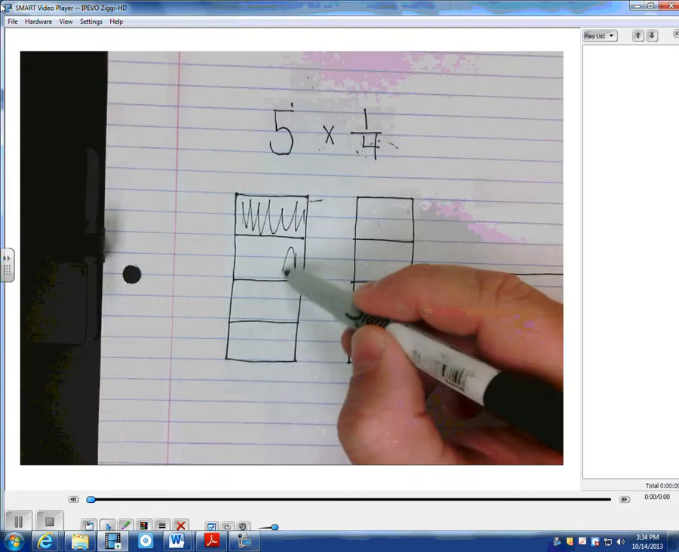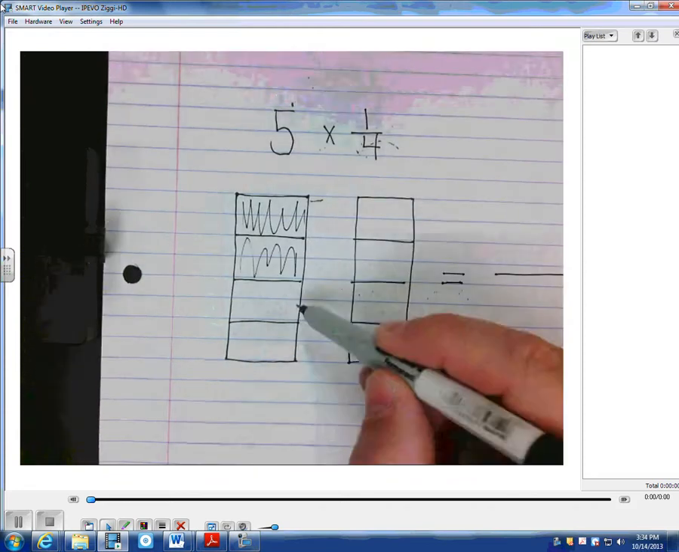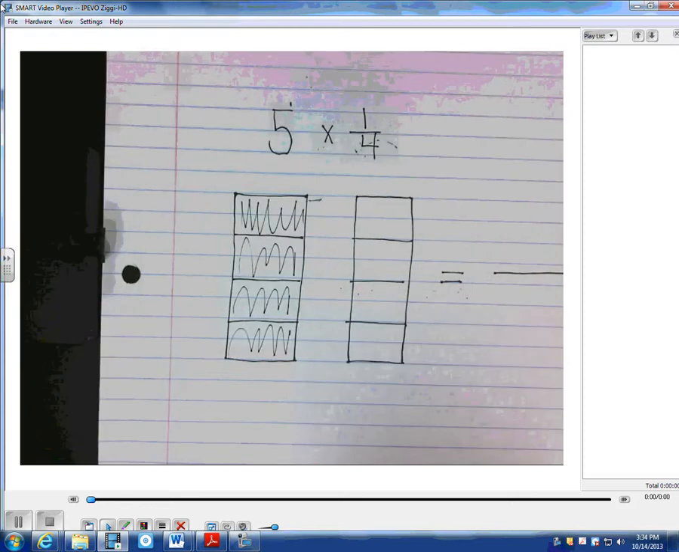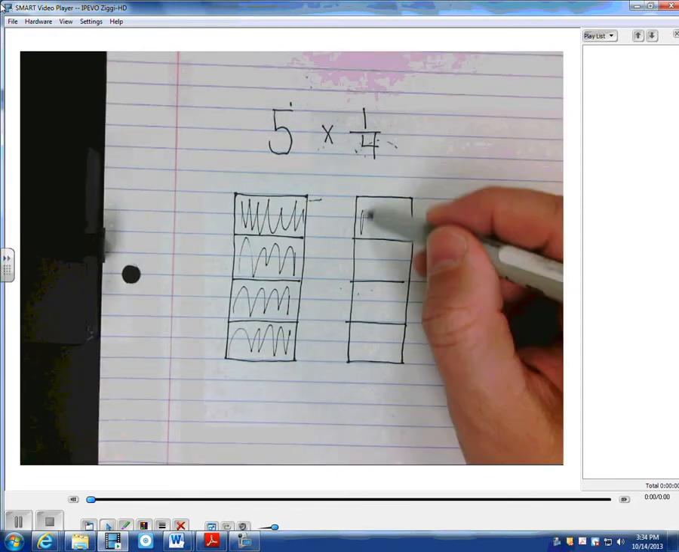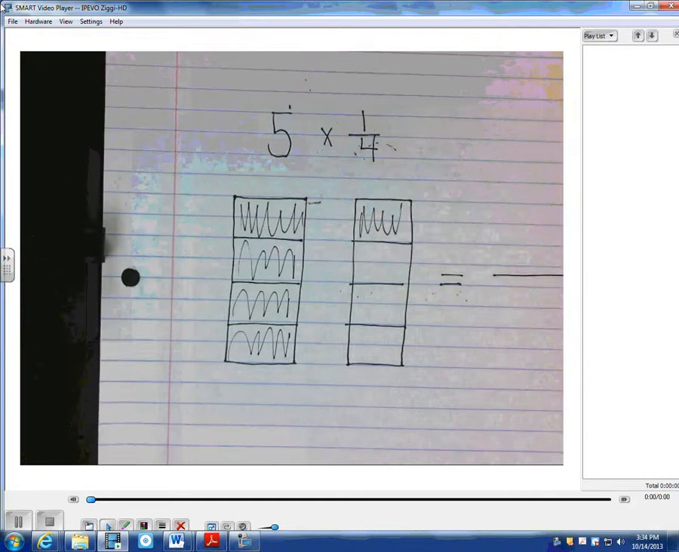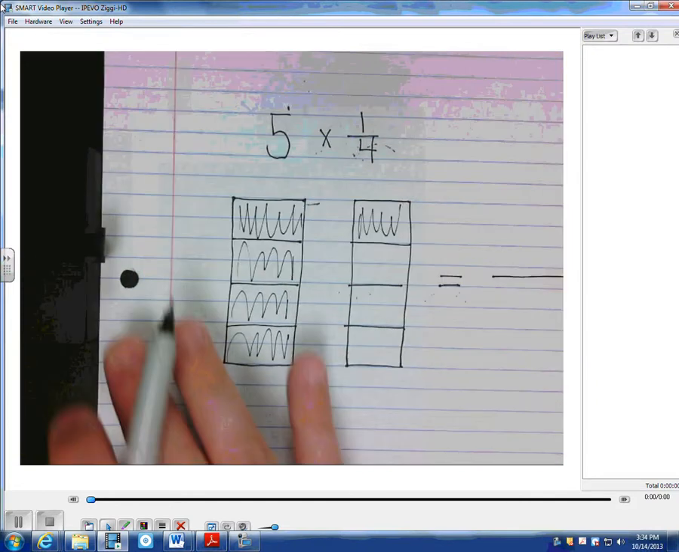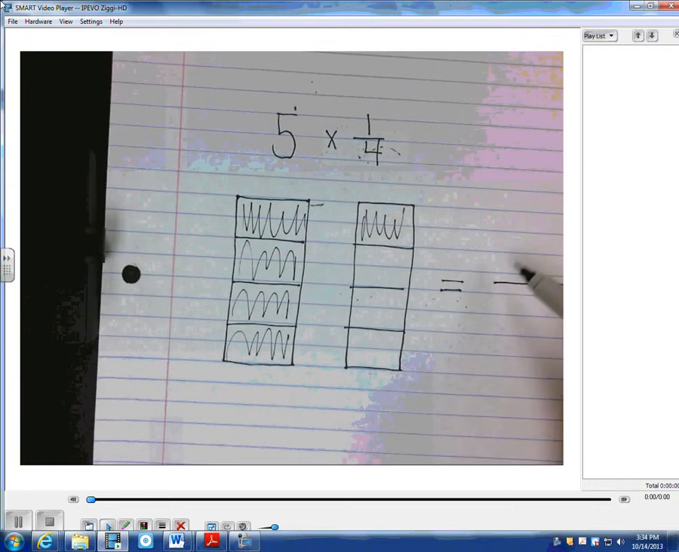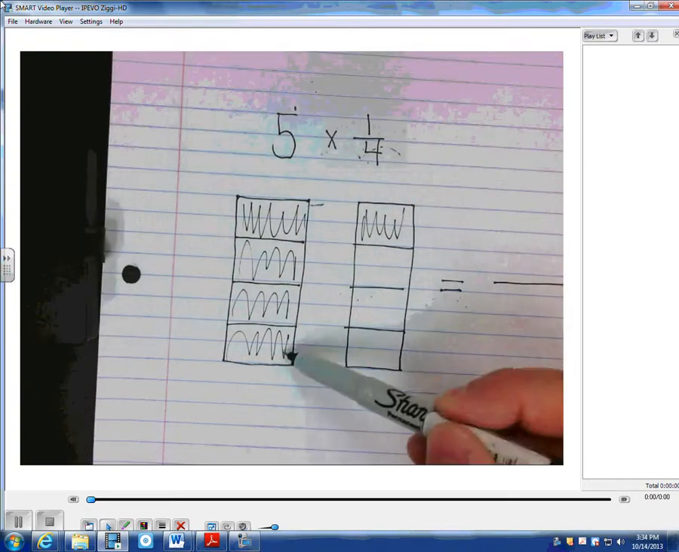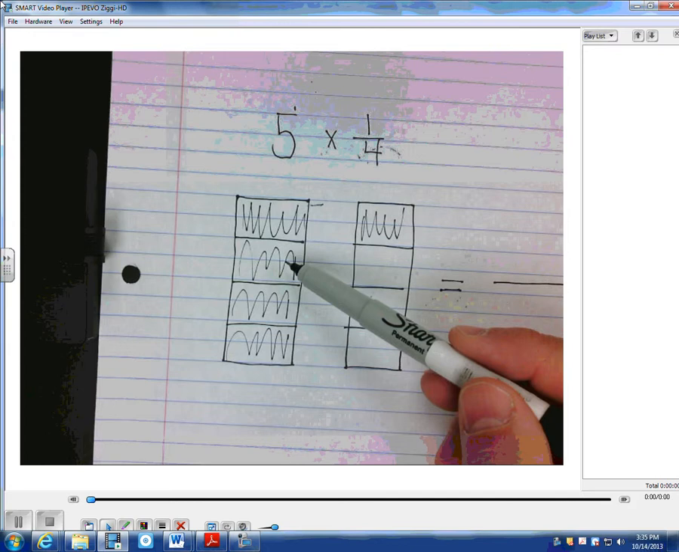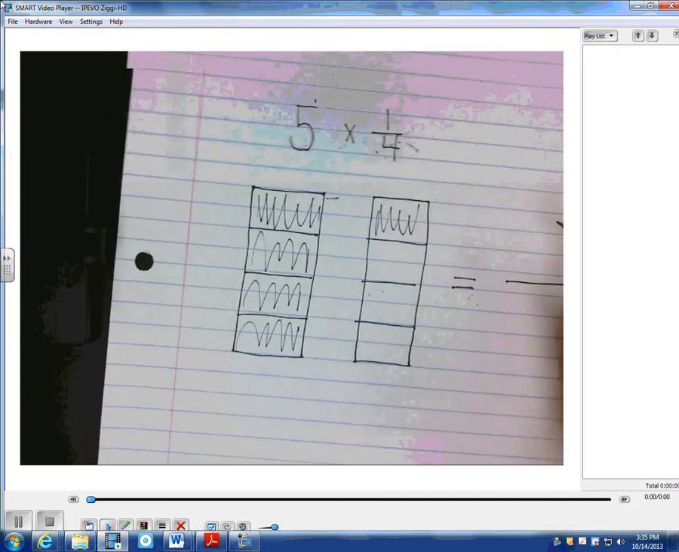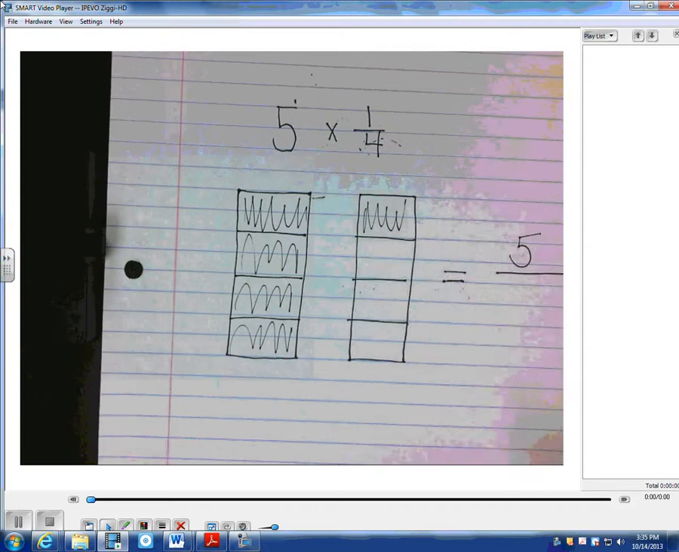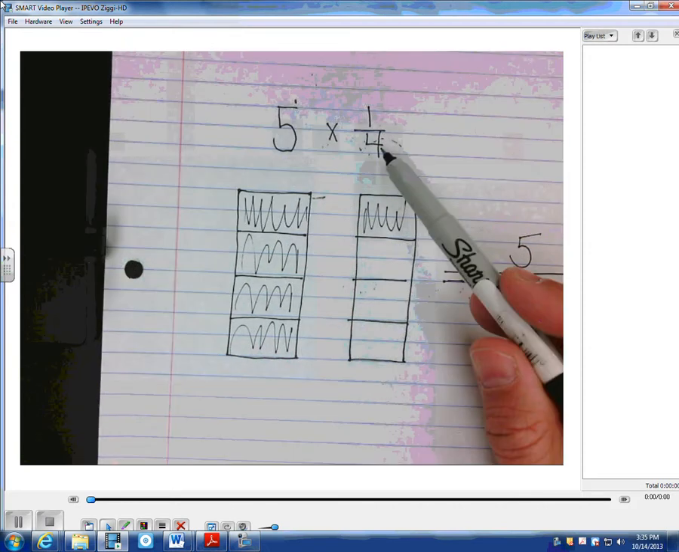2 times, 3 times, 4 times, and then 5 times. Okay? So over here, when I write my answer, I am going to count the number that I colored in, 1, 2, 3, 4, 5. That number goes on top, which is my numerator, and the denominator stays the same, which will be 4.